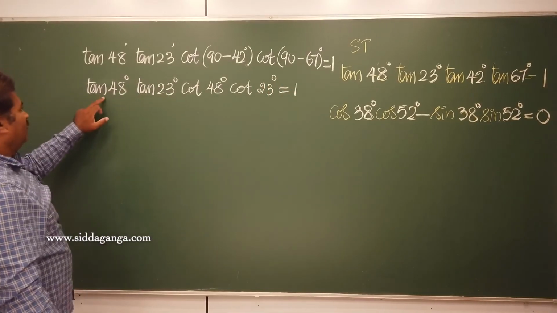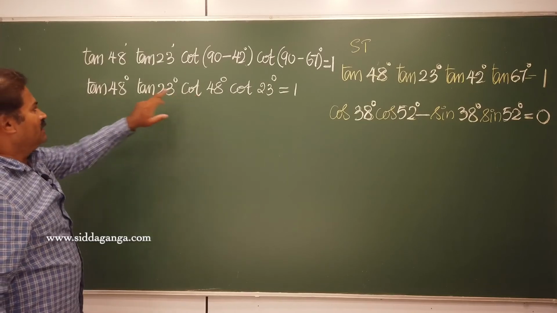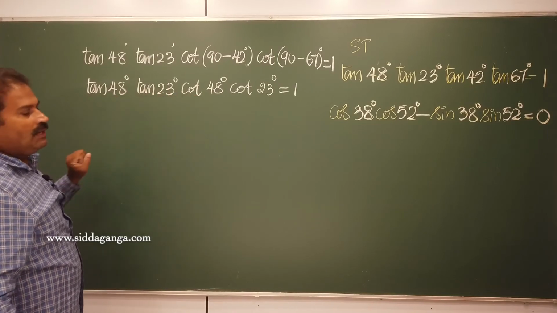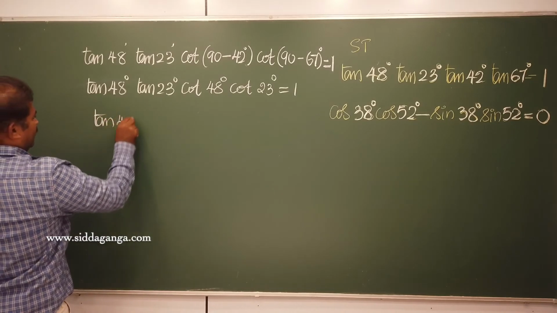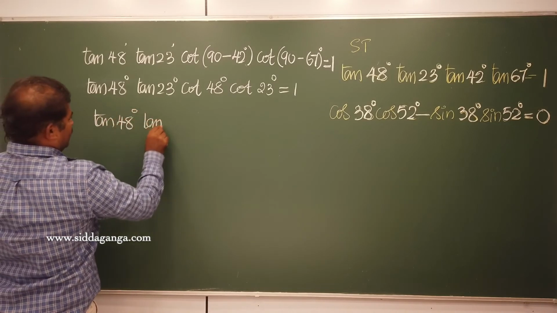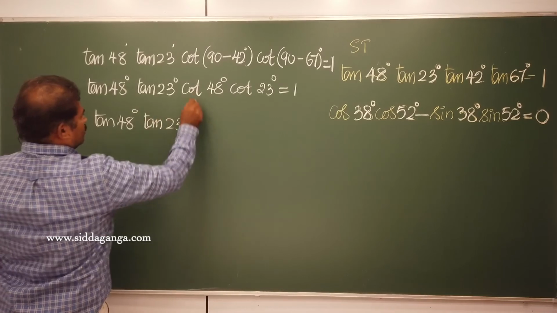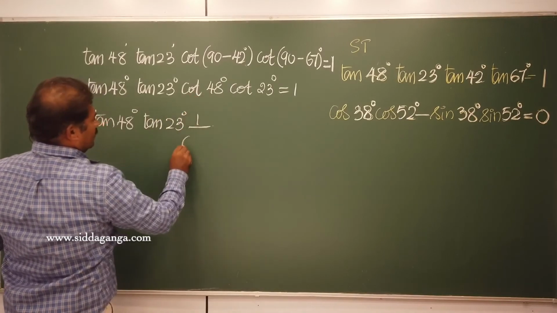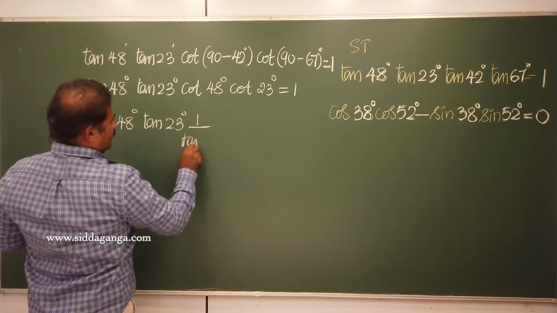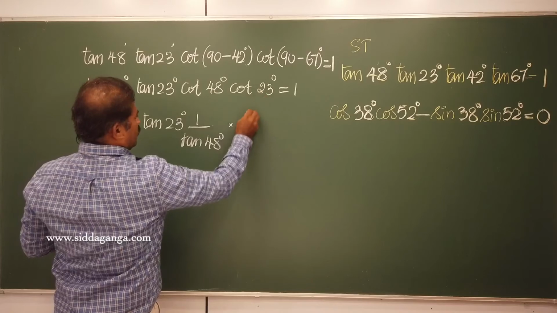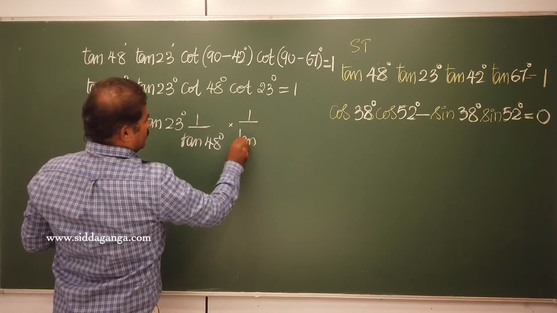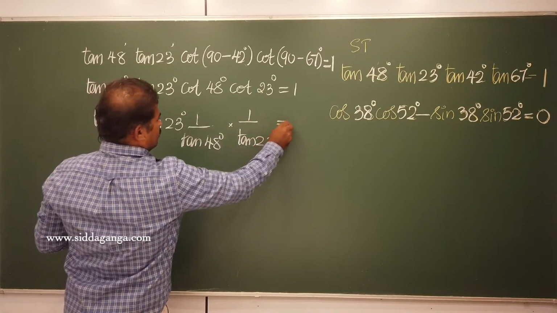Now you can see that you have tan 48 and cot 48. So these two are reciprocal ratios. So what you can write is tan 48 degrees into tan 23 degrees. This you can write as 1 by tan 48 degrees into, this is 1 by tan 23 degrees, is equal to 1.